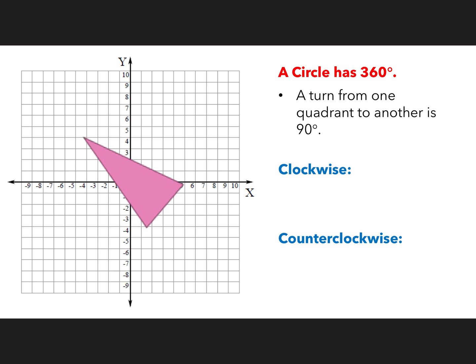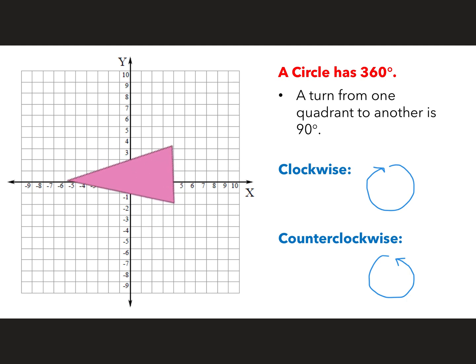All right, now what direction did I just go? I just went clockwise. So this is important to know. Clockwise goes this direction. So obviously counterclockwise goes the opposite direction, like this. So if I wanted to go from where I am right now and do 90 degrees counterclockwise, I would just be turning him this way like this.